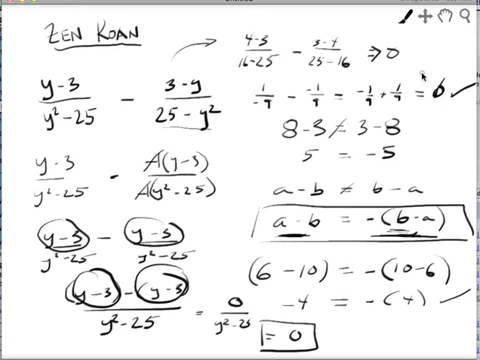And this will be true for any y value that's legit. The only y values that aren't legit are things that make the denominator 0, like 5 in this case, because that would be 25 minus 25, or negative 5, because that would be 25 minus 5 squared, or 25, which would give you 0. So for any value of y that's not 5 or negative 5, this thing right here will indeed evaluate to 0.